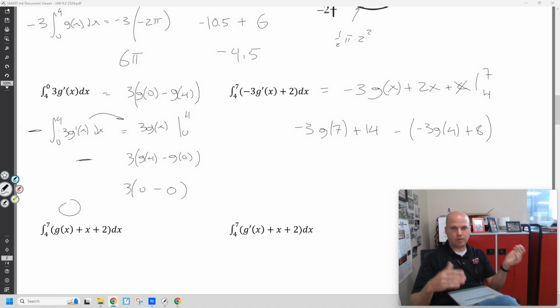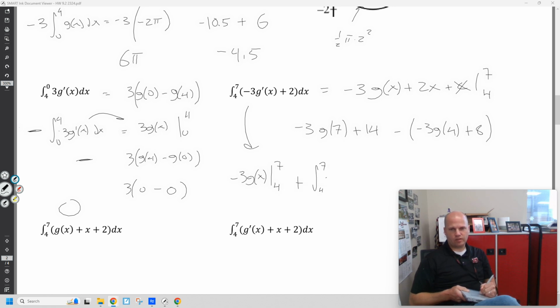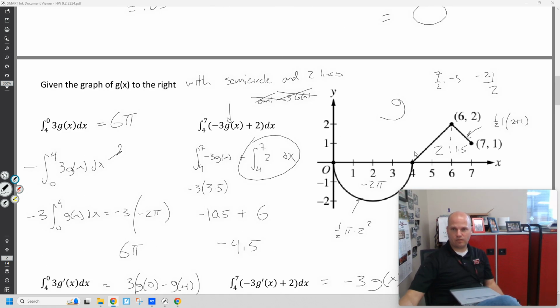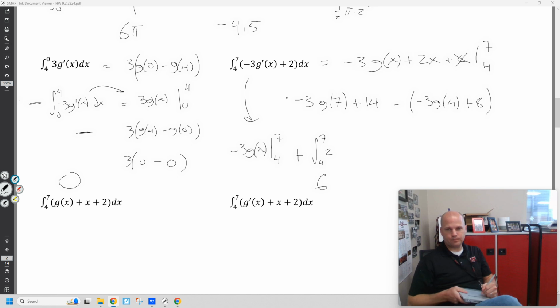You could split this up into multiple parts if you wanted to. If you split it up into multiple parts, it actually could have been easier. You could have just said, I got negative 3g, which I'll find the change from 4 to 7. And then I just have 4 to 7 of 2, which is 6. So you'll get that 6 there. 14 minus 8 is 6. We still have to do the negative 3g of 7. G of 7 is 1.